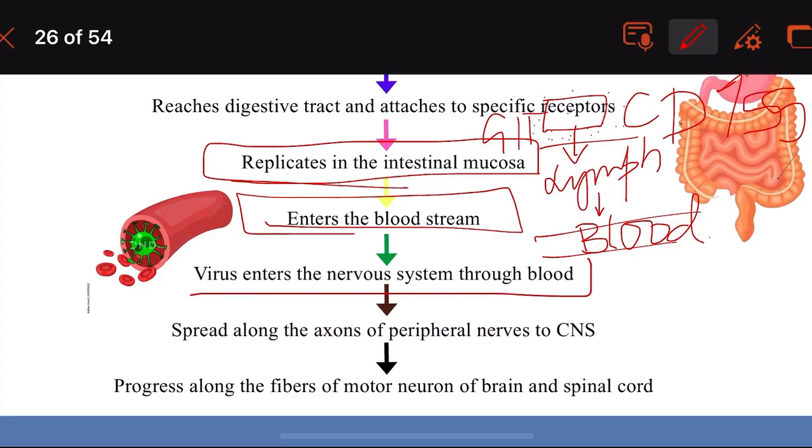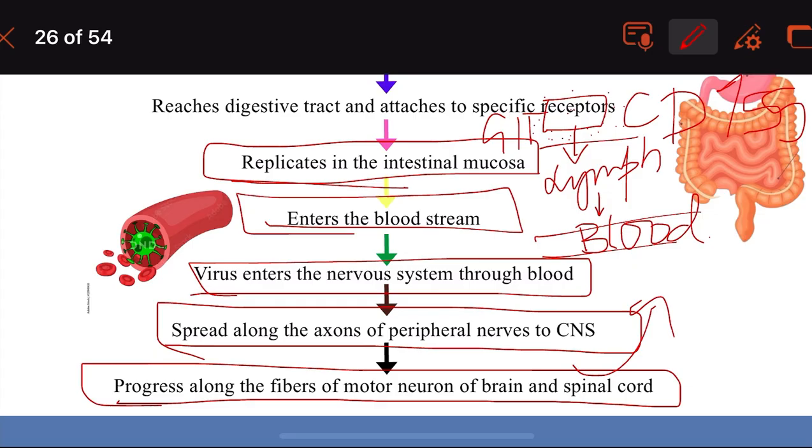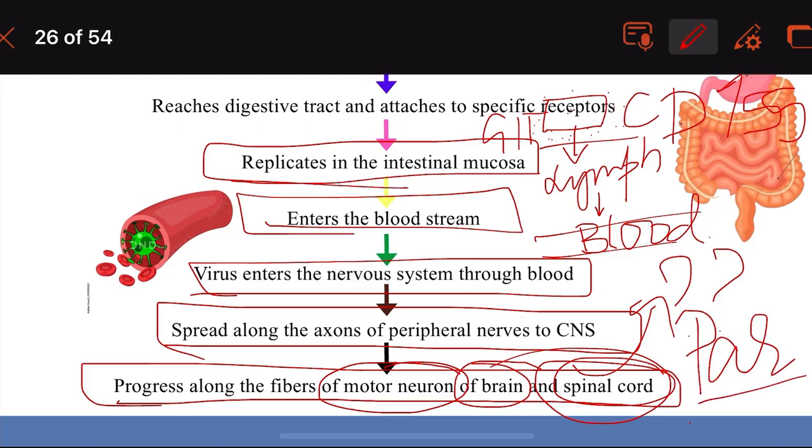The virus will enter the nervous system through the blood. After it enters the blood, it will cross the blood brain barrier in a few people and enter the central nervous system. It will spread along the axons of the peripheral nerves and progress along the fibers of the motor neurons of the brain and the spinal cord. In the central nervous system, where does it affect? It affects the motor neurons of the brain and the spinal cord. Very important, because it is causing paralysis. We can get an idea that it is affecting especially the motor neurons.